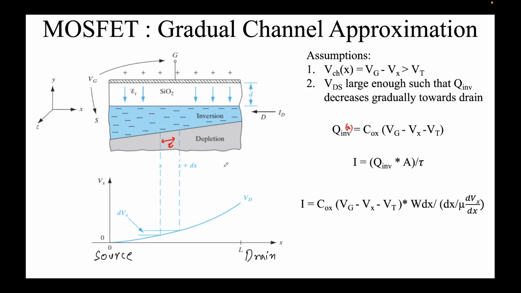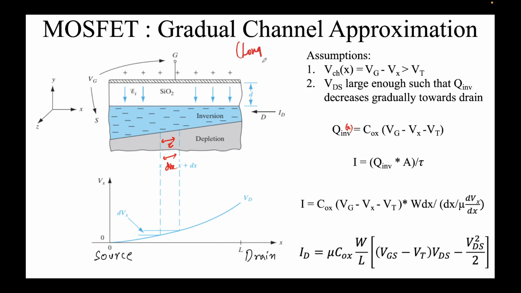Okay, dx, differential distance, over mu, dVx over dx. This is the potential drop, dVx, that I'm talking about. That's how we write this, and we solve this and we get this square law. So this, I repeat again, is for a long channel.